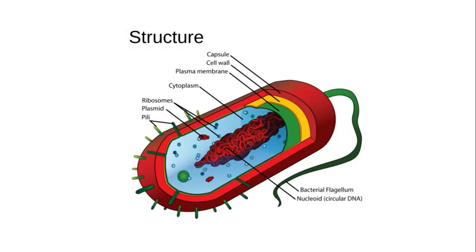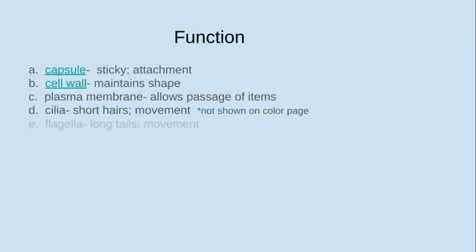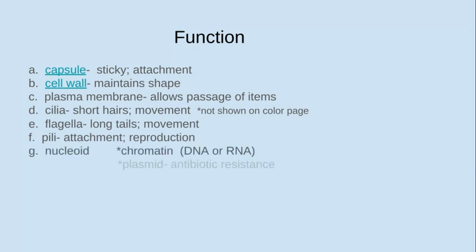A second way that the bacteria cell can move is using short little hairs called cilia. You would recognize those because they're all over the outside of the bacteria cell and they're shorter than the pili. On this next slide, I listed all of the different functions that I kind of covered on the picture before. The only addition that we didn't put on our picture was the plasmid. So you'll see that on letter G.